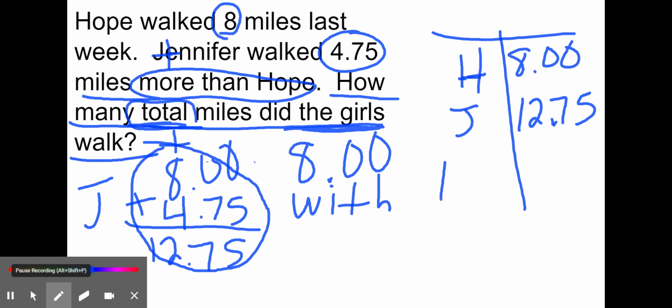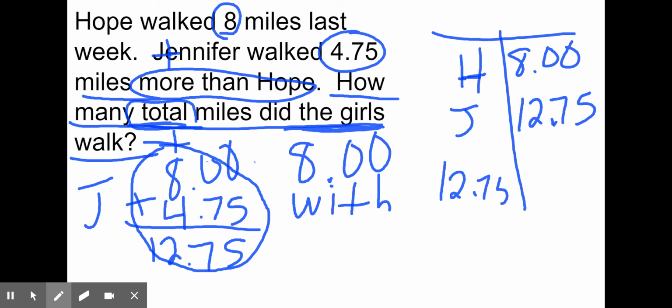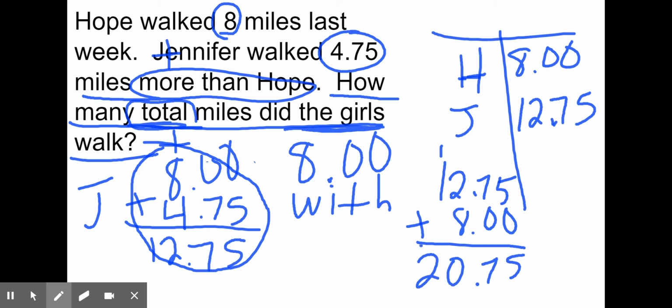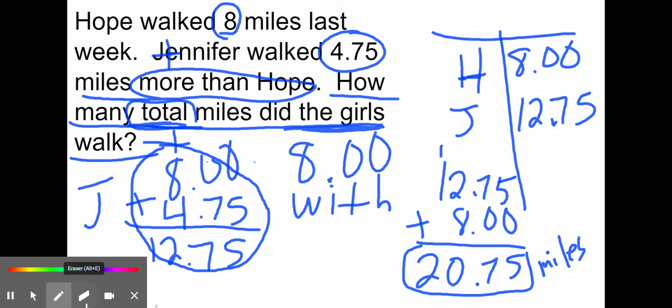So we're going to take Jennifer, who was 12.75, and we're going to take Hope. Make sure to line up your decimals, which was 8, and we're going to add them up. So all together, they went 20.75 miles.